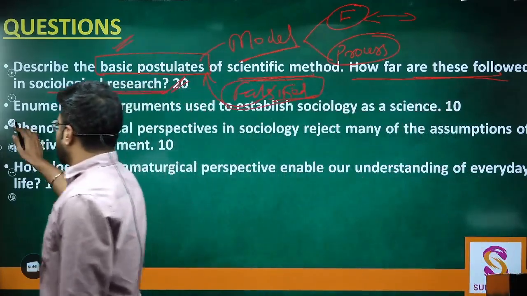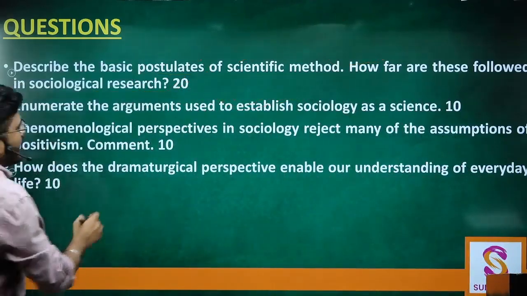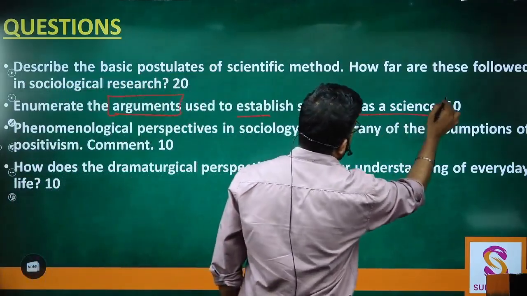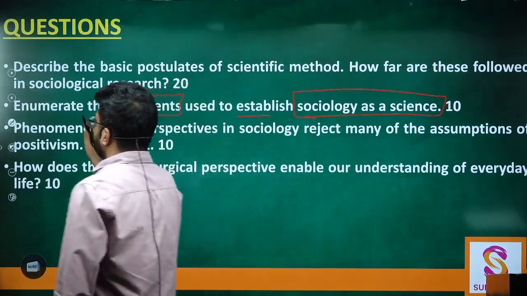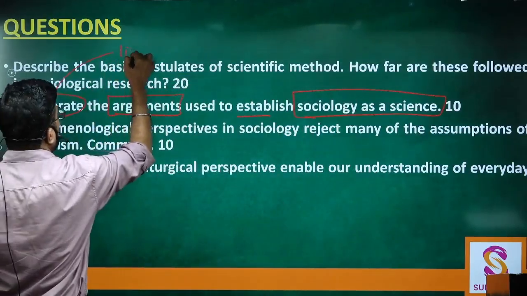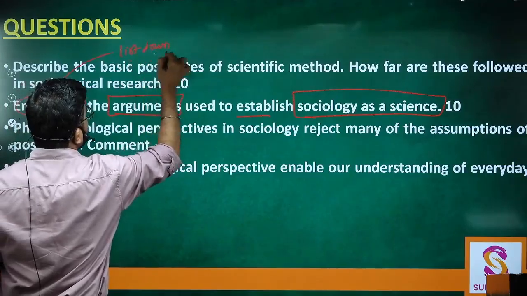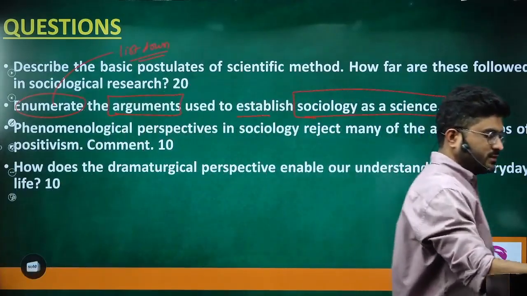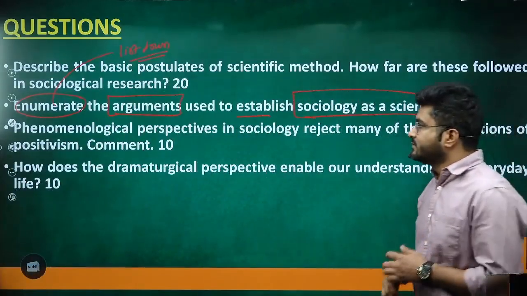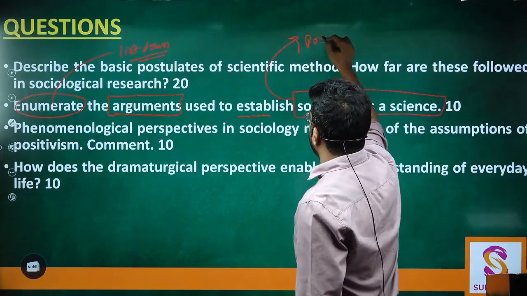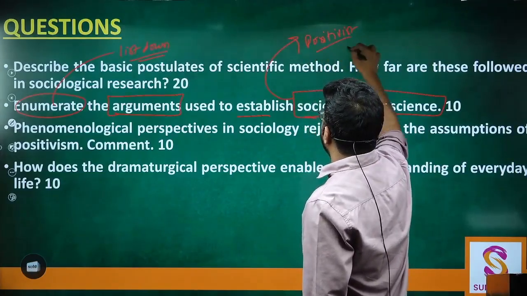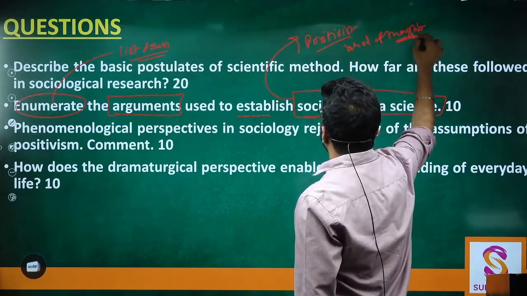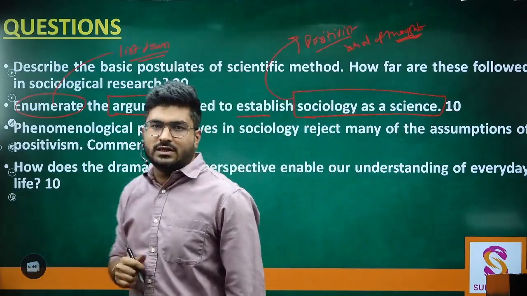Then next question: enumerate the arguments used to establish sociology as a science. What does enumerate mean? To list down the arguments to establish that sociology is a science. What arguments will we give in this? Write whatever arguments we have learned from the positivist school of thought, which we discussed in our lecture.